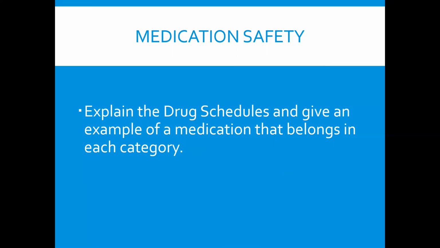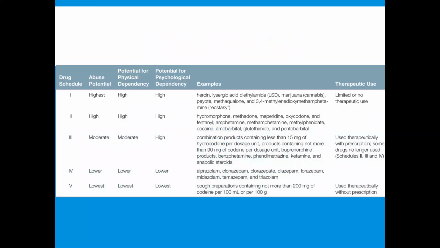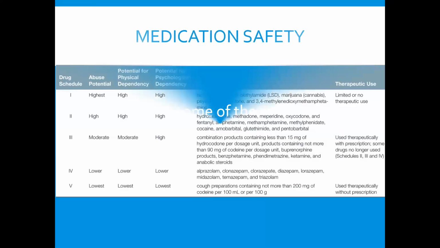Explain the drug schedules and give an example of a medication that belongs in each category. So the first one would be heroin, marijuana. Second schedule, Vicodin, morphine. Third, anabolic steroids, anything containing less than 15 milligrams of hydrocodone or no more than 90 milligrams of codeine per dosage. Schedule 4, benzodiazepines or anything that ends in PAM. And 5 is cough medicines that have codeine. So make sure you brush up on that and know which medications are in which schedule.